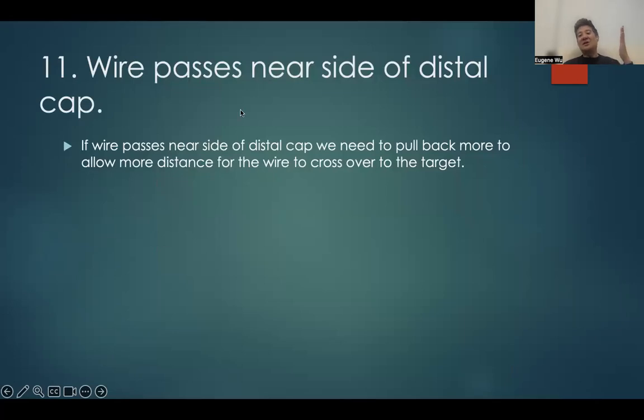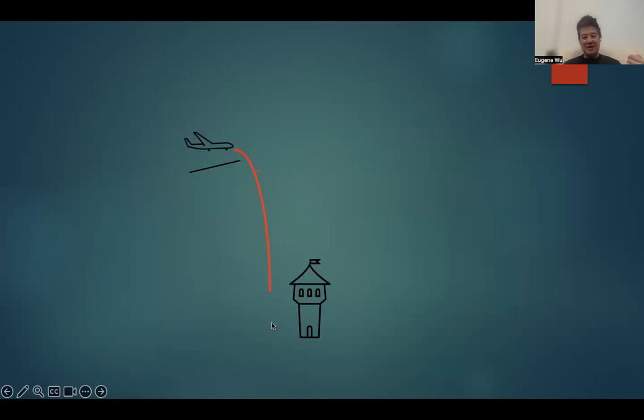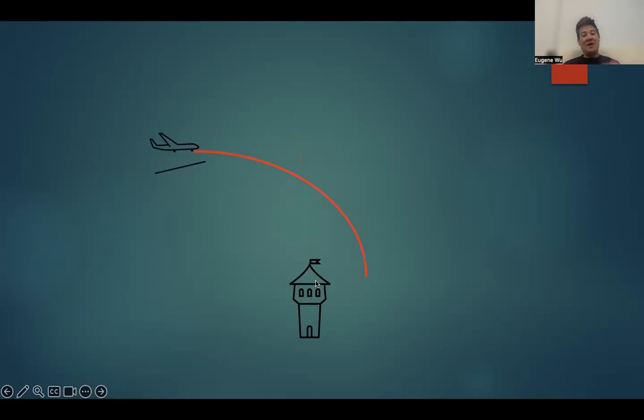Step 11, the wire passes on the near side of the distal cap. In this case, we need to pull back more to allow more distance for the wire to move horizontally to hit the target. I used the model of an airplane. If you're flying an airplane, you try to drop a bomb on the tower being the distal cap, the bomb being the wire. This is what you want. If the bomb drops too quickly and you miss the near side, how should you bomb the tower? Well, the next time you fly around, you should fly higher. This is the same principle. By pulling the wire back further, now there's more distance for the wire to drop and hit the target. This is the near side principle. The far side is the opposite.